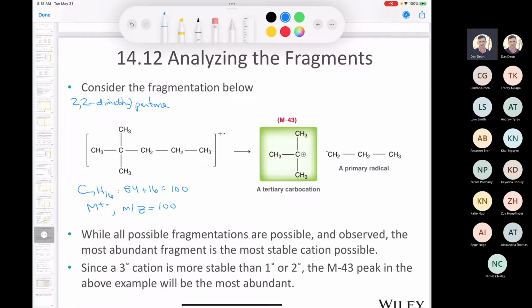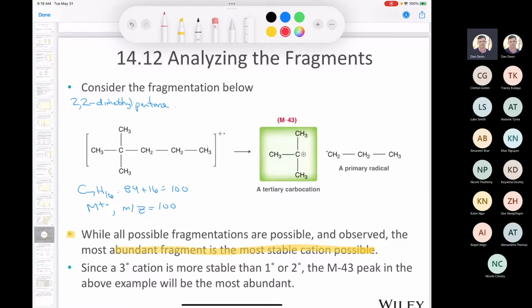Well, how is this thing going to fragment? Now, if you're saying, well, Mr. Dion, you told me that you could lose a methyl radical. That could happen. You told me you could lose an ethyl radical. That could happen. You told me you could lose a propyl radical. All of those things could happen. Could I lose this? Sure. All of those things can happen. But what's interesting is this. Look, it says, while all fragmentations are possible and observed, the most abundant fragment is going to be the one arising from the most stable carbocation.